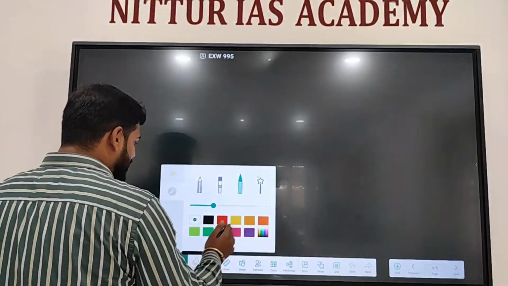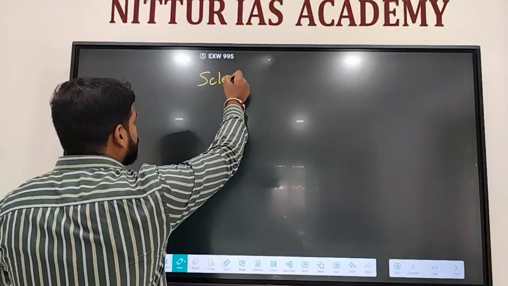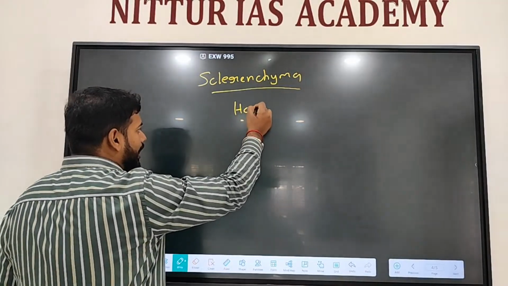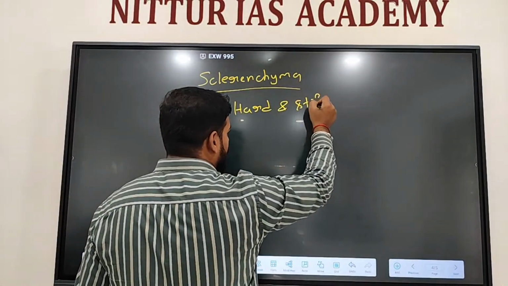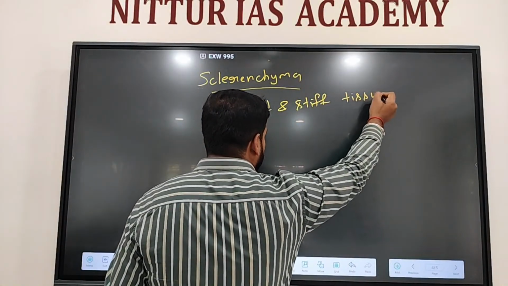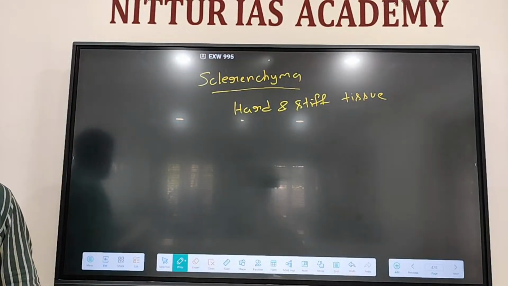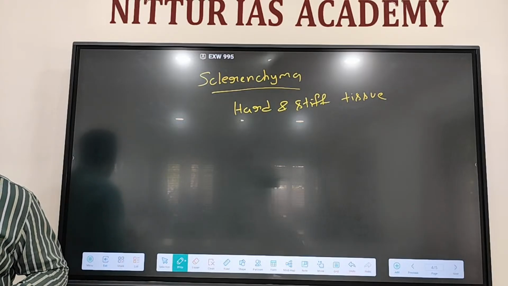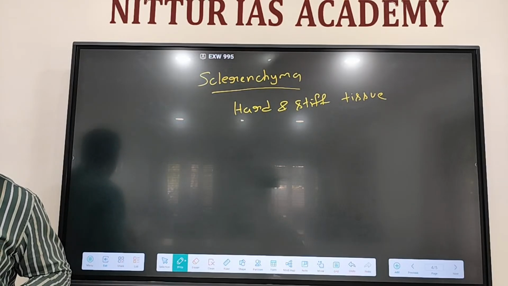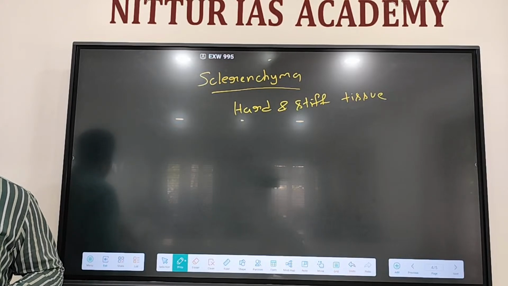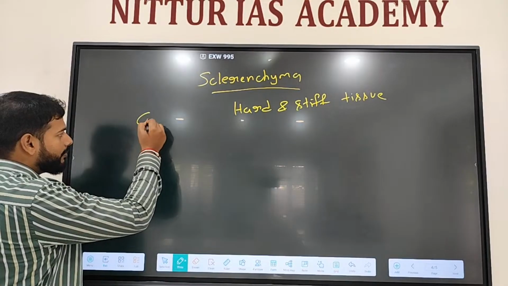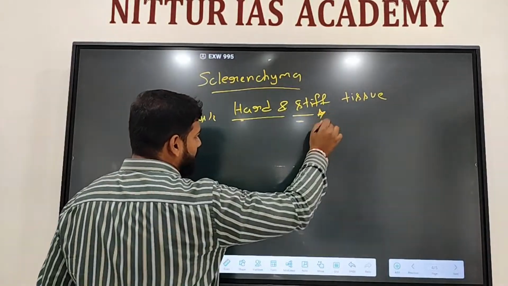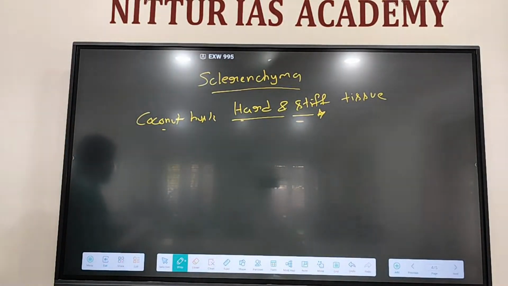Then we have sclerenchyma. These are hard and stiff tissues, majorly present in parts like the coconut husk and the hard shell around any fruit or seed. You have seen the coconut husk around the coconut, right? That is majorly sclerenchyma. These are hard and stiff tissues.